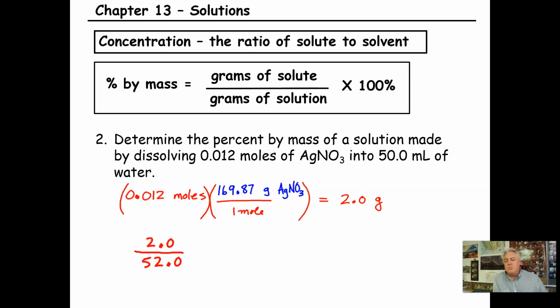We'll take the 2.0 grams of the solute divided by 52. Now add the 2 grams together again, and then times 100 makes it a percent, 3.85%. All right, that is one way to measure concentration: the grams of the solute divided by the grams of the solution. Now, you could do it in kilograms, but you'd have to have kilograms of the solute and solution as well.